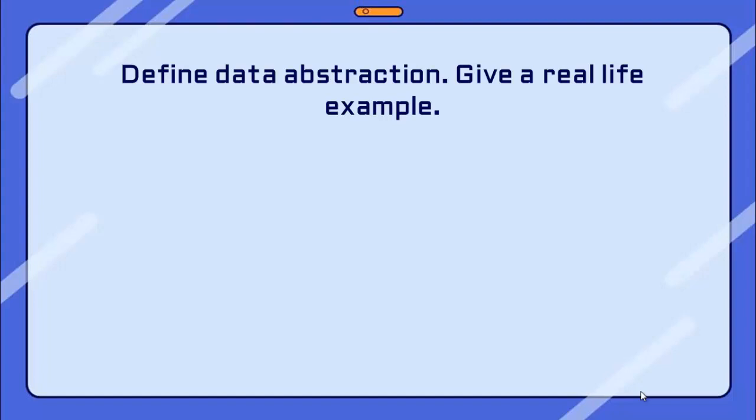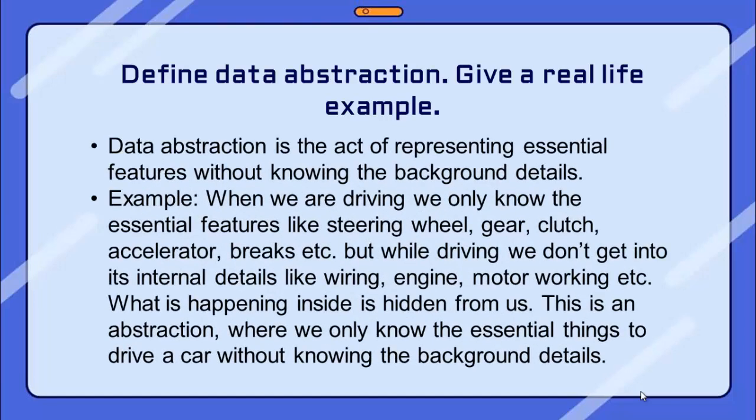Define data abstraction, give a real life example. Data abstraction is the act of representing essential features without knowing the background details. Example, when we drive a car, we only know the essential features like steering wheel, gear, clutch, accelerator, brakes, etc. But while driving, we don't get into its internal details like wiring, engine, motor working, etc. What is happening inside is hidden from us. This is an abstraction where we only know the essential things to drive a car without knowing the background details.